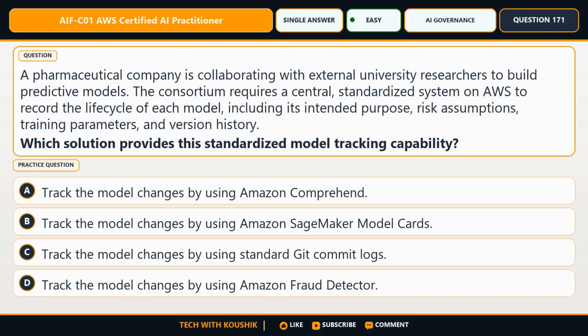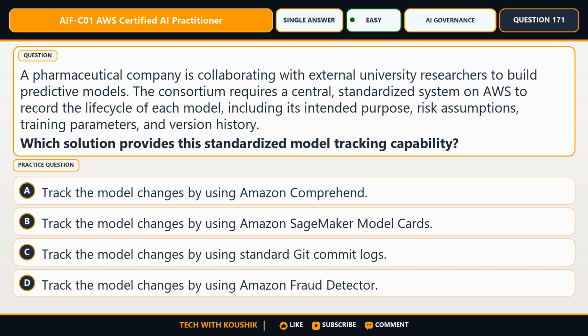For question number 171, separate the requirement from the distractors. Identify the decisive constraint before considering the options. A pharmaceutical company is collaborating with external university researchers to build predictive models. The consortium requires a central, standardized system on AWS to record the life cycle of each model, including its intended purpose, risk assumptions, training parameters, and version history. Which solution provides this standardized model tracking capability?